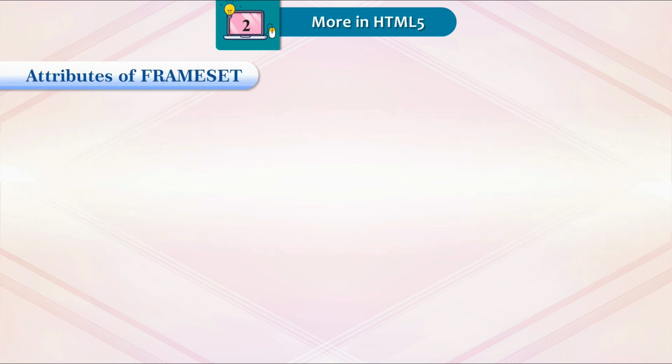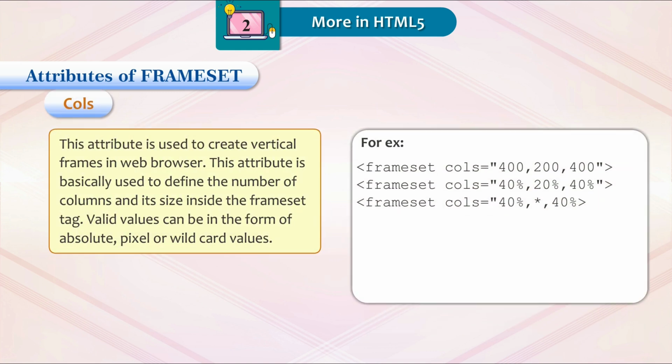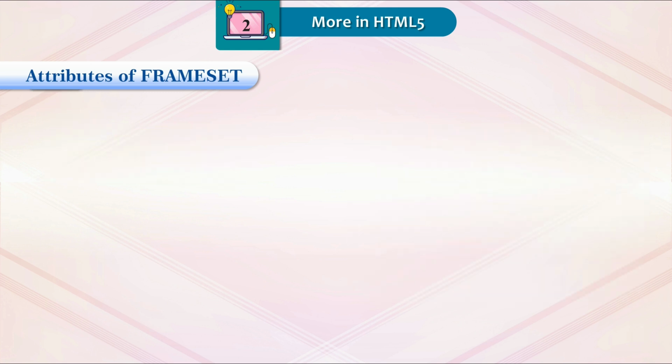Attributes of frameset. Cols. This attribute is used to create vertical frames in the web browser. This attribute is basically used to define the number of columns and their size inside the frameset tag. Valid values can be in the form of absolute, pixel, or wildcard values. Here, the asterisk will take the remaining percentage for the vertical frame.